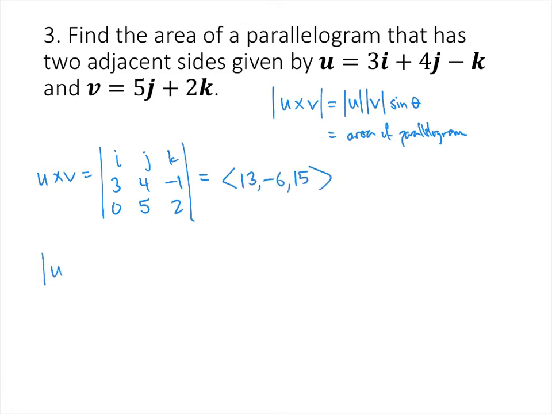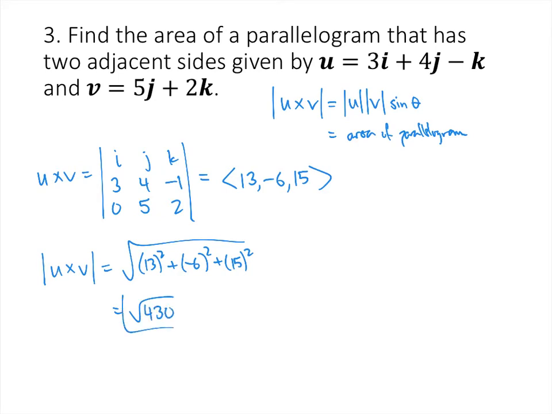And so then the magnitude of u cross v is just going to be the square root of 13 squared plus negative 6 squared plus 15 squared. And again, just doing the arithmetic there, that works out to be 430. So the square root of 430 is the area of that parallelogram.